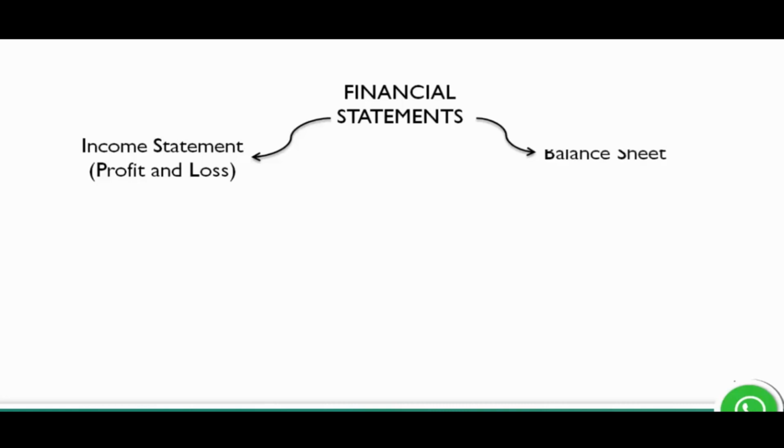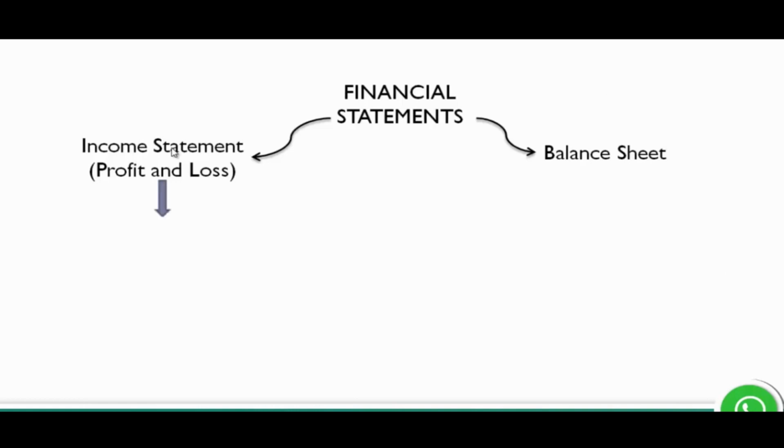Friends, financial statements basically comprise two important statements. One is the income statement, which can also be called the profit and loss statement, and the other one is the balance sheet. So when I say how to read a balance sheet, I mean how to read the balance sheet as well as the income statement.